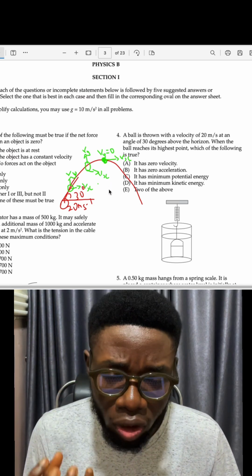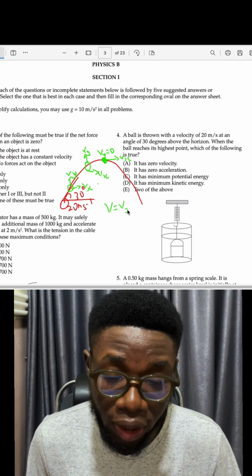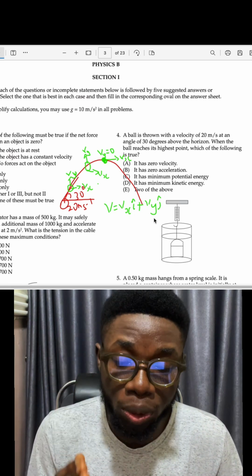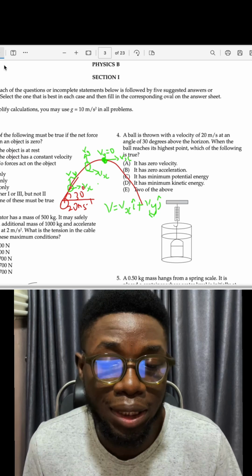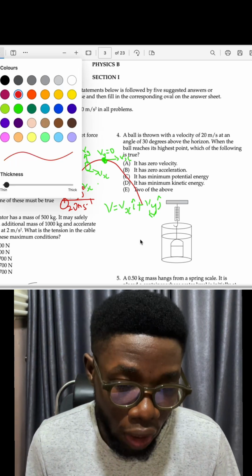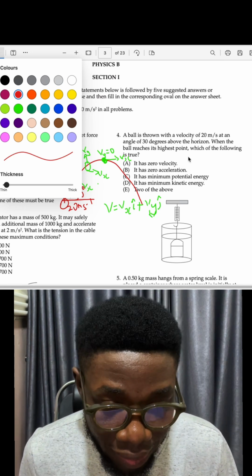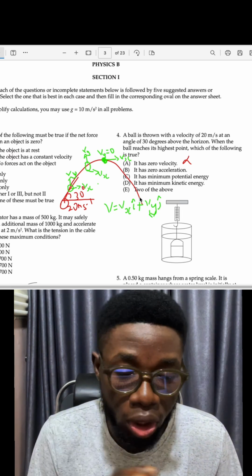The velocity of the body is given as Vx i plus Vy j. So the only thing that is going to be 0 here is the Vy part, but Vx is still going to be a non-zero value. And because of that, this body still has velocity. Hence, you cannot say that it has 0 velocity. So option A will not be correct.